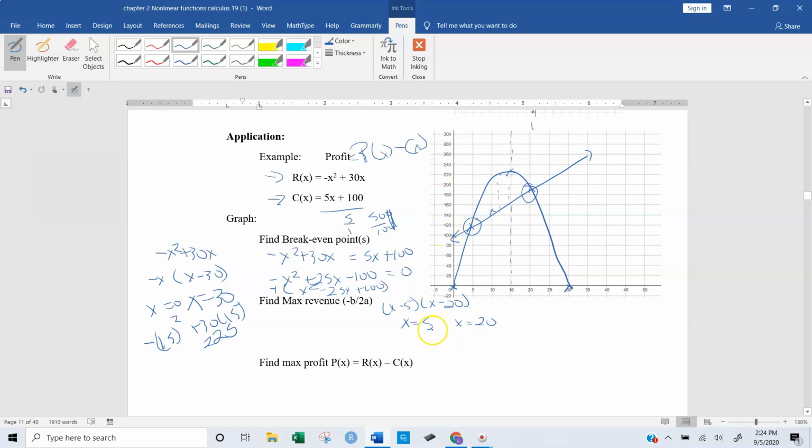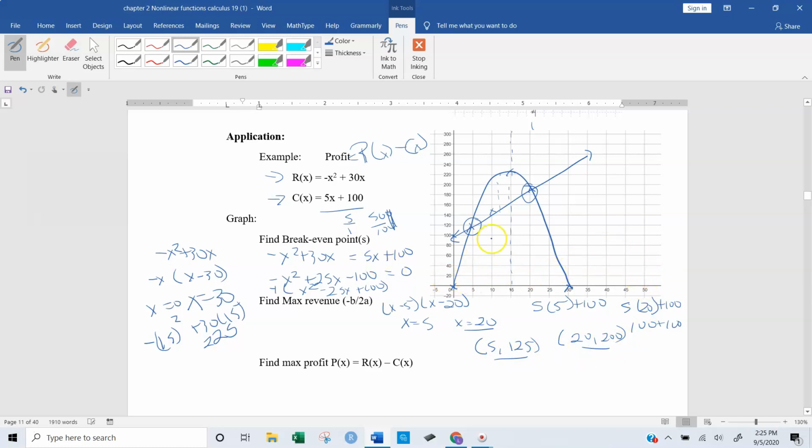Now, to find that actual point, it doesn't matter if I plug it into this revenue or the cost, it will be the same place. So we're going to pick cost because that's easier. So my first point is going to be 5 times 5 plus 100, so 125. So point is 5 comma 125. Now when we plug in the 20, we'll have 5 times 20 plus 100. So that's 100 plus 100, which is 200. Ooh, I'm a little bit off. Not terribly. So that is going to be 20 comma 200. And those are the two break-even points for my graph.